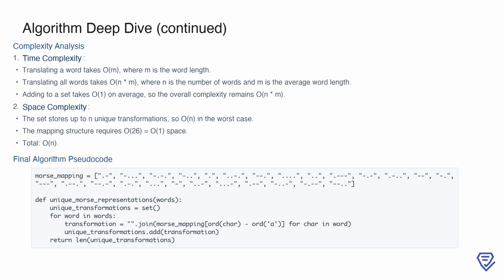On the space complexity side, the set used to store unique transformations may grow to hold up to n entries in the worst case, contributing O(n) space. The predefined mapping, stored as a list or dictionary, uses a fixed space of O(26), which simplifies to O(1). Combining these, the total space complexity is O(n). The pseudocode for this algorithm illustrates how the mapping is used to translate words and populate the set, and ultimately, the function returns the size of the set as the result.